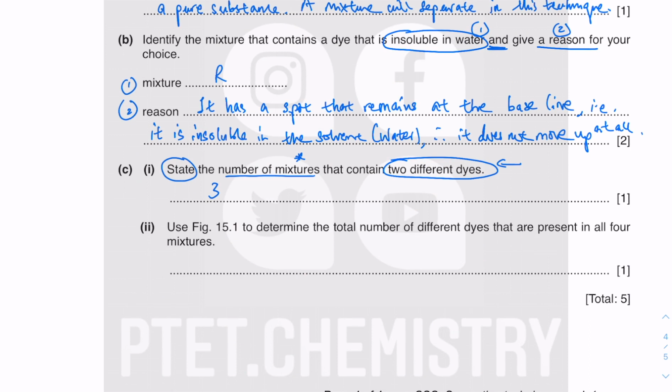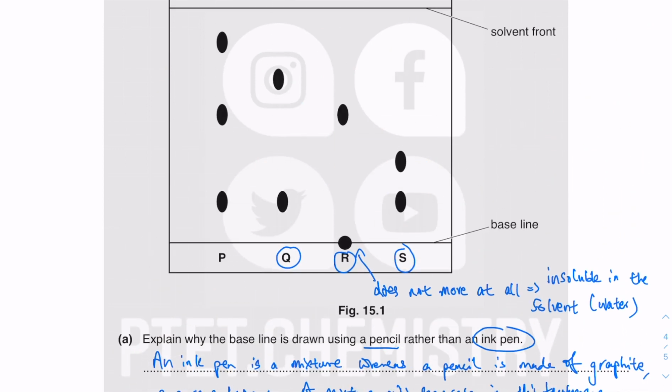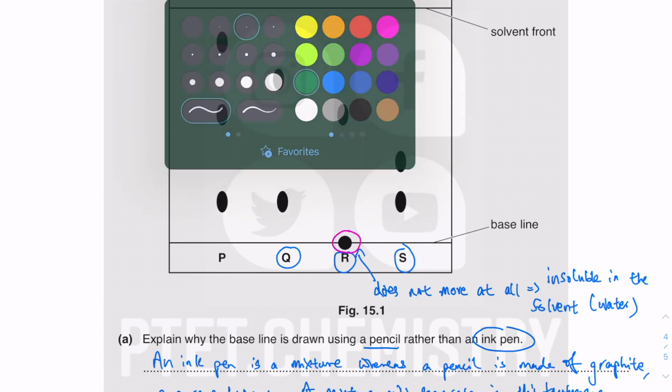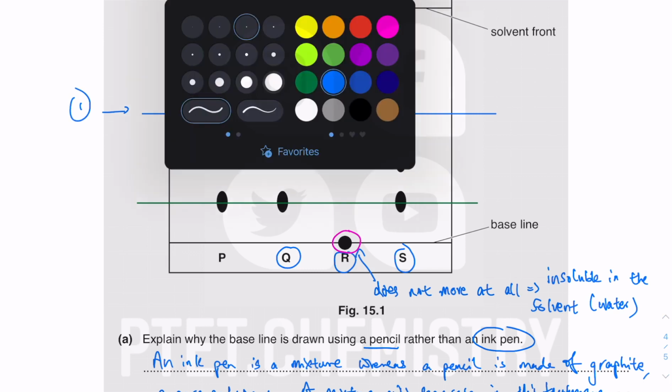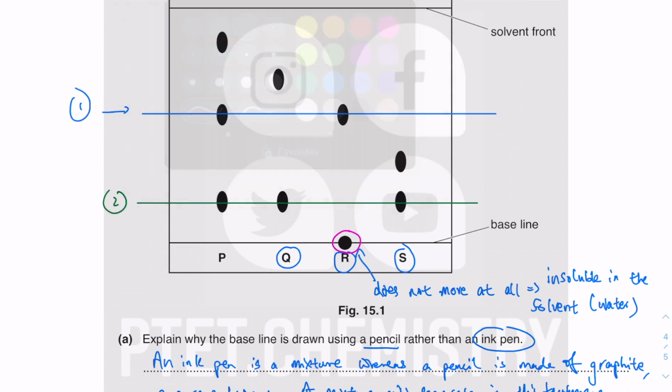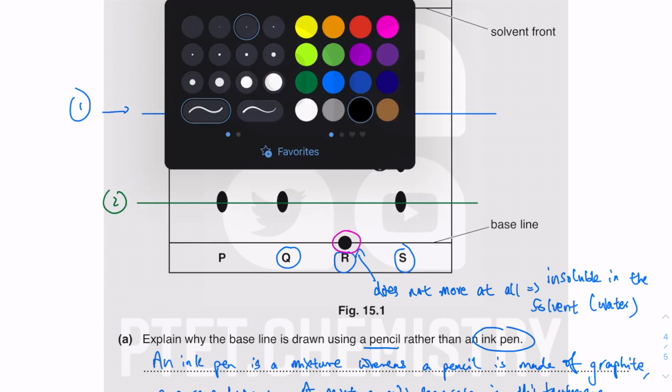Then use the figure to determine the total number of different dyes that are present in all 4. Alright, so here we need to look at what is different. Okay, so I'm going to circle the pink one. This is definitely different, 1. And then you have this one at the same level, and then you have a different one. This is also at the same level. So we have 1, we have 2, and then we have 3, we have 4, and we have 5. Oops, sorry, I forgot that there's 1 there. So we have 5, and then we also have 6.